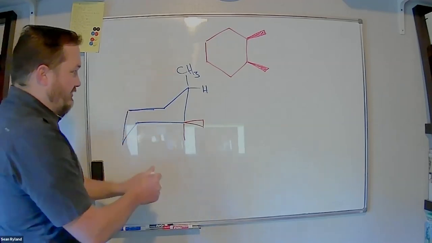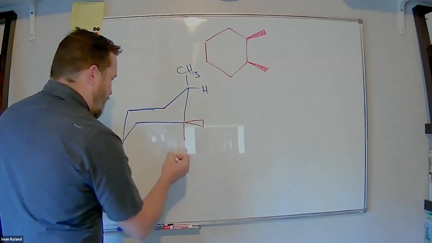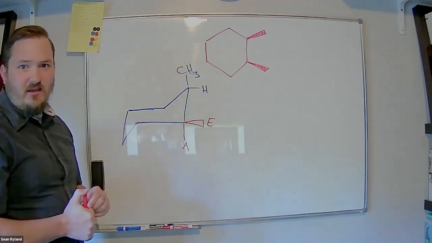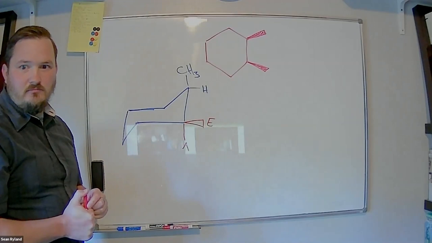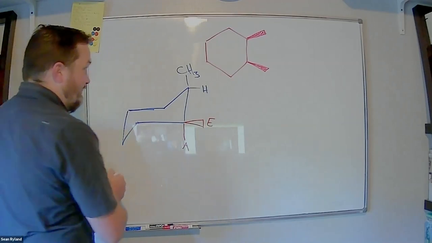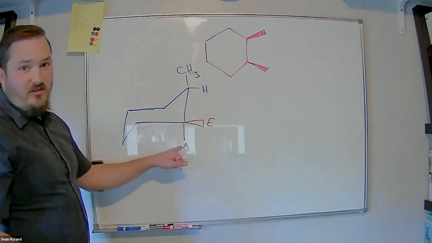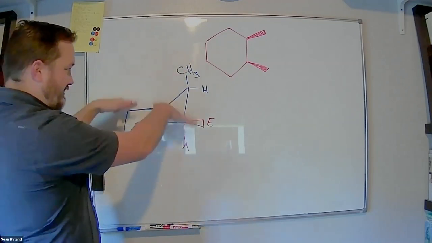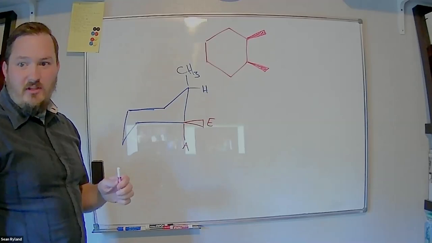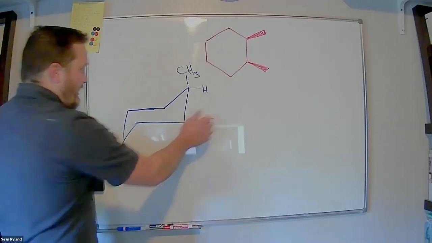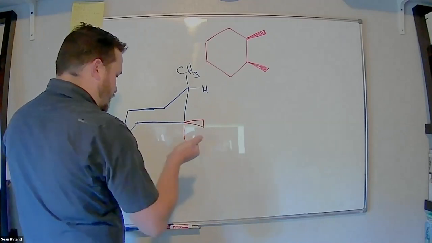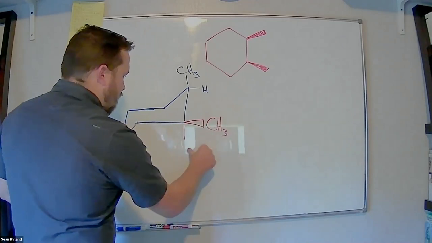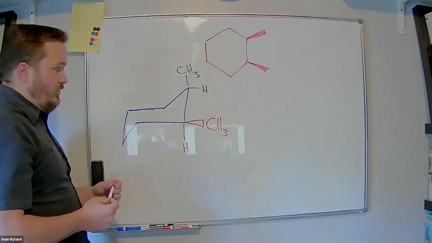First off, which of these is axial? I kind of already said it. This one's the axial and this one's the equatorial, right? So axial or equatorial for the second carbon? Axial? If we did axial, that would put it on the opposite side of the ring from this one, right? If you picture taking this and flattening it out, that would put them in the trans configuration. So it's going to have to be in the equatorial position, which means we have a hydrogen there.